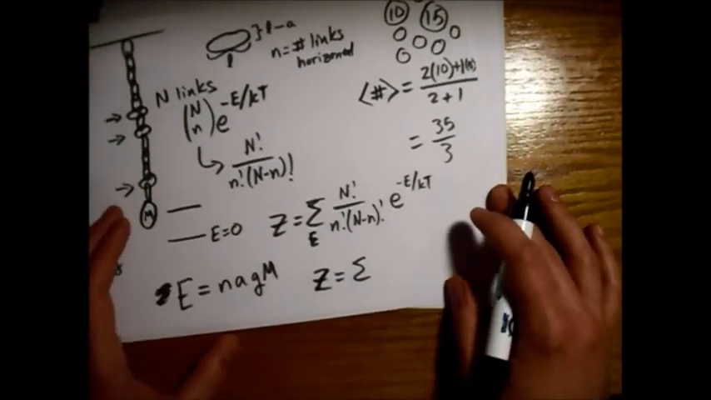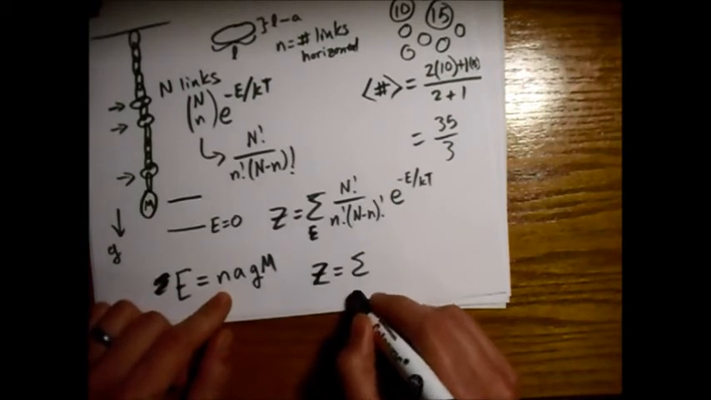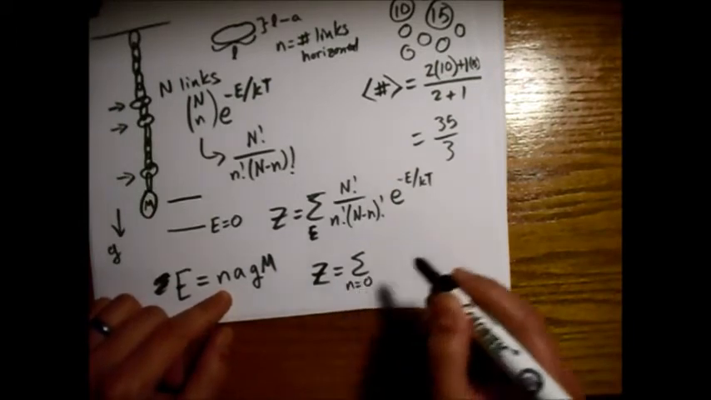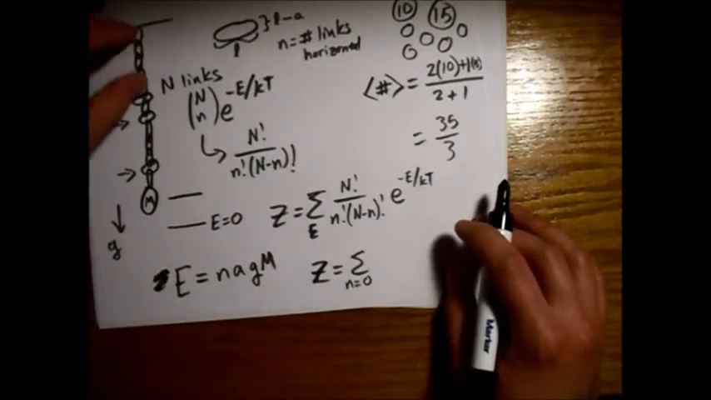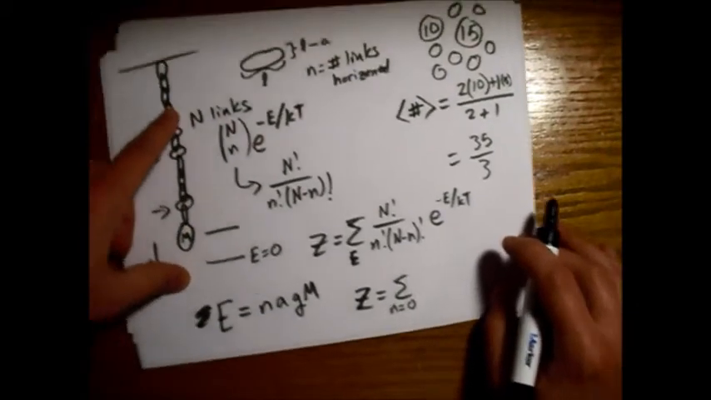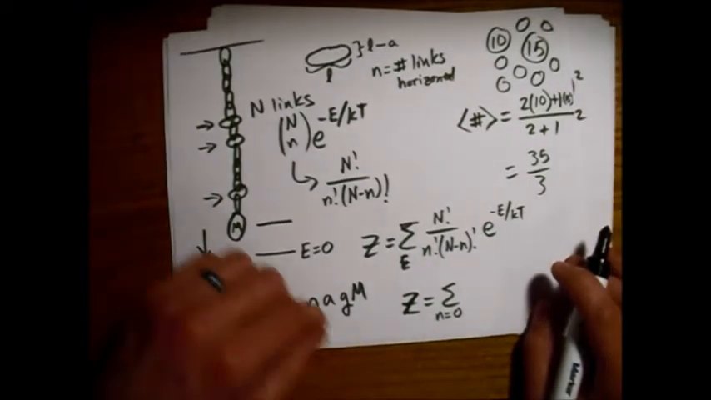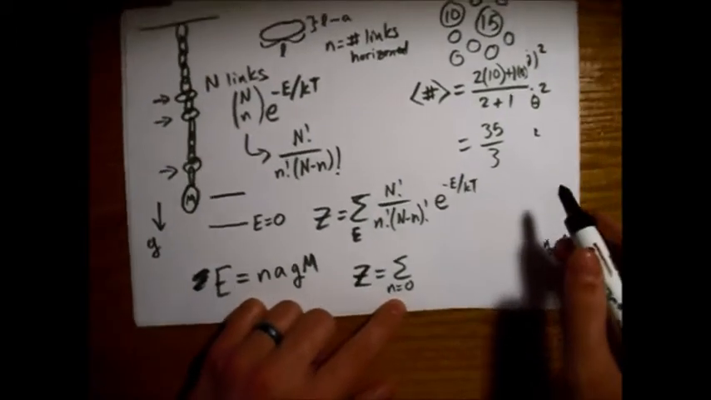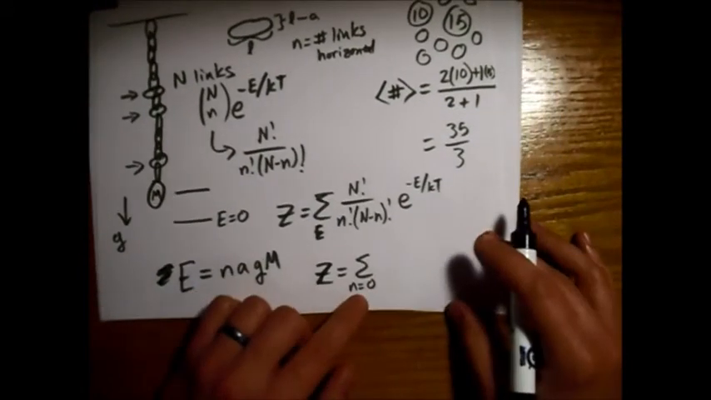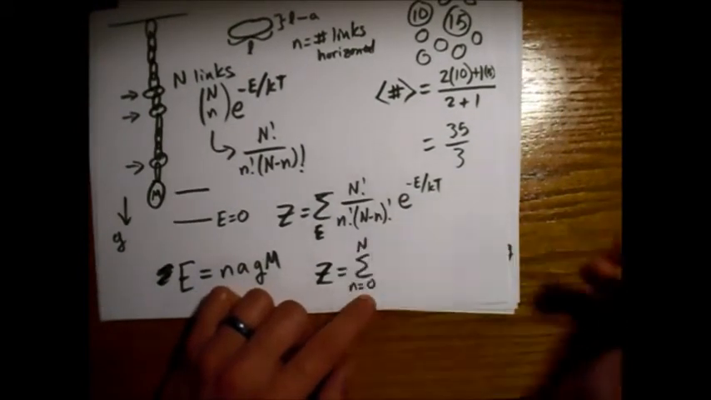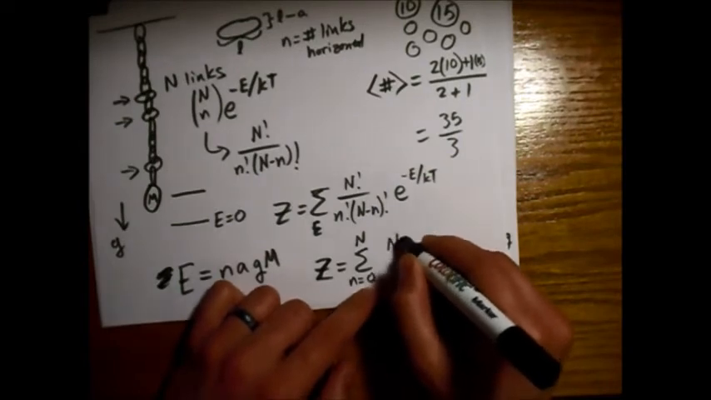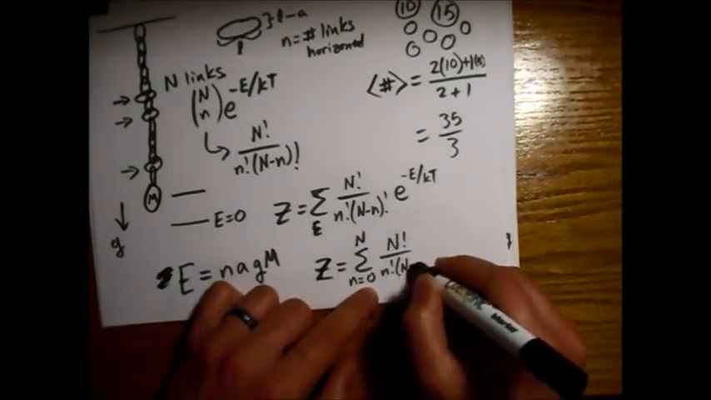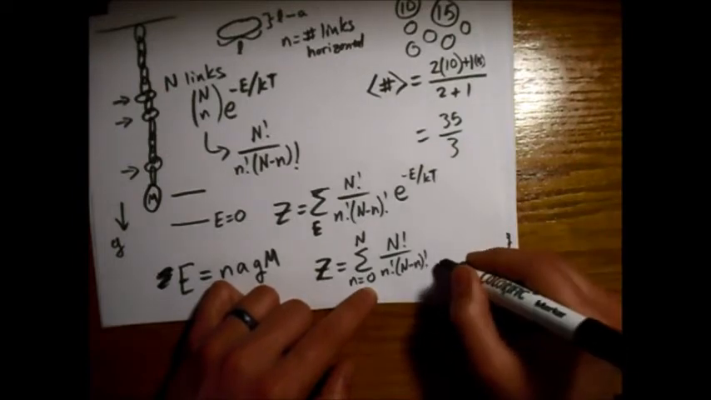This is a sum where n could be 0, completely stretched out with no links horizontal, or it could go all the way up to big N, where they're all horizontal. So this will be a sum from n equals 0 up to big N. So big N factorial over little n factorial, big N minus little n quantity factorial, E.